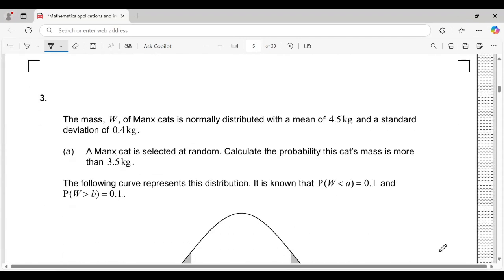The mass W of Manx cats is normally distributed with a mean of 4.5 kg and a standard deviation of 0.4 kg. A Manx cat is selected at random. Calculate the probability this cat's mass is more than 3.5 kg.